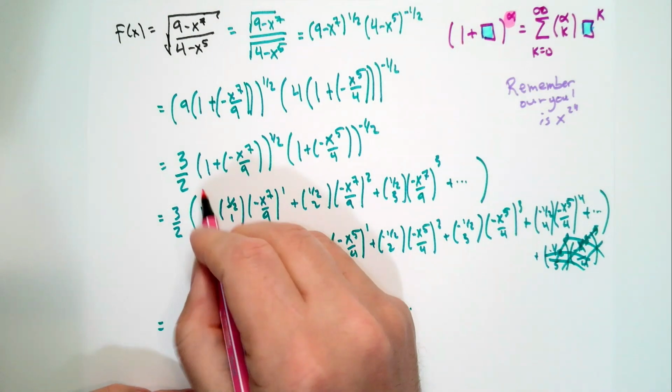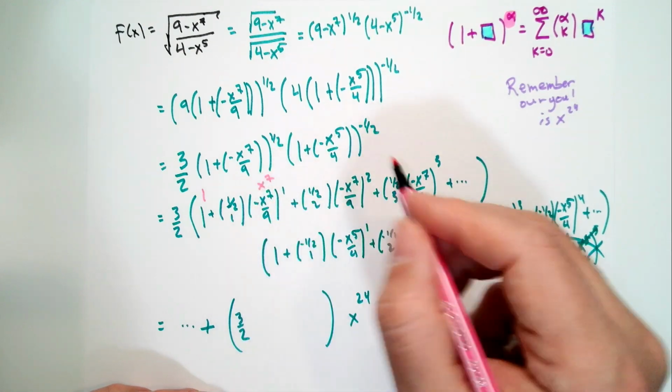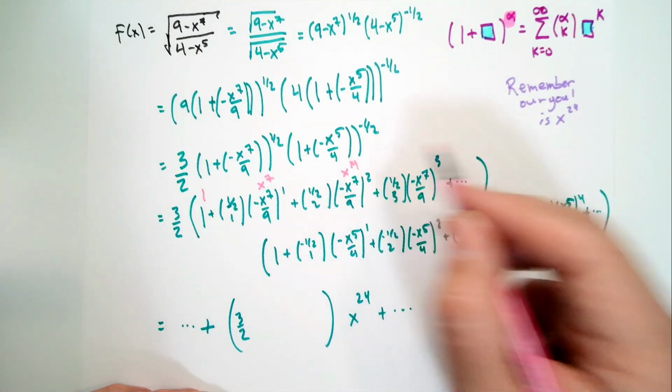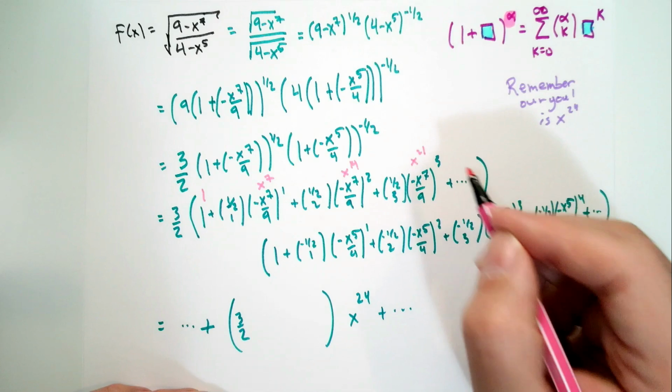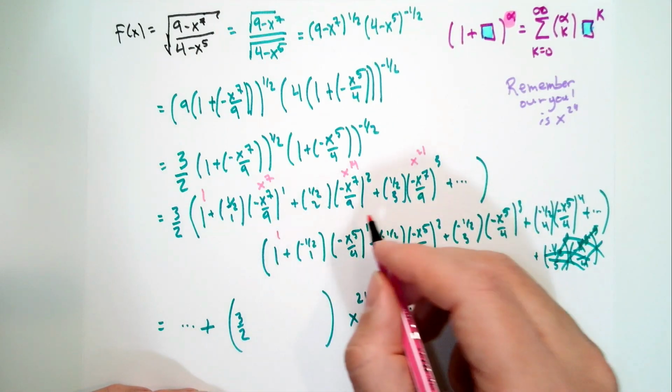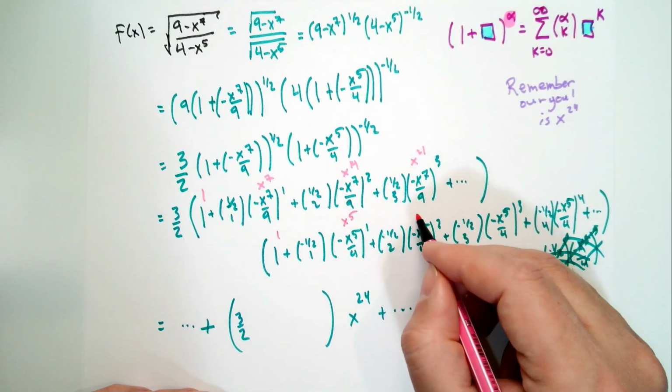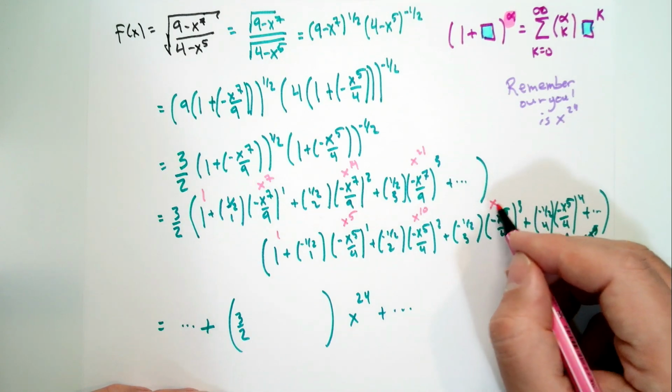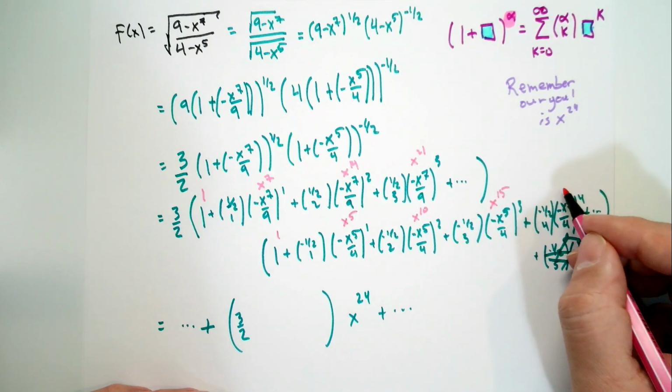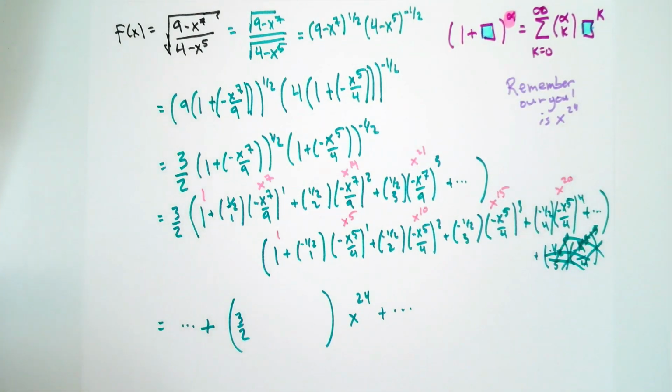So I have a 1, an x to the 7, an x to the 14th, an x to the 21. Down here I have a 1, an x to the 5th power, an x to the 10th power, an x to the 15th power, and here this is an x to the 20th power. All the other terms, the powers are so big, it exceeds x to the 24th.